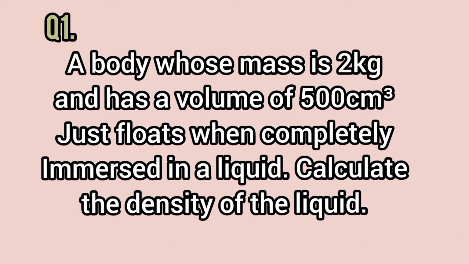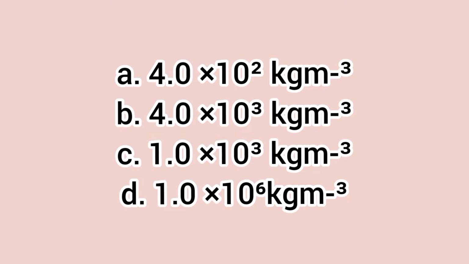An object whose mass is 2 kilograms and has a volume of 500 cm³ just floats when completely immersed in a liquid. Calculate the density of the liquid. The options are A, 4.0 × 10⁻²² kg/m³. B, 4.0 × 10⁻³ kg/m³. C, 1.0 × 10⁻³ kg/m³. And D, 1.0 × 10⁻⁶ kg/m³.